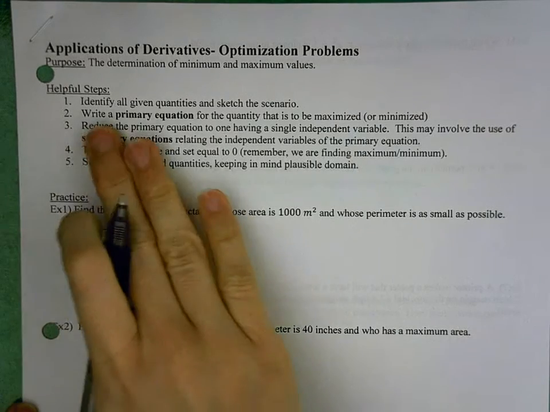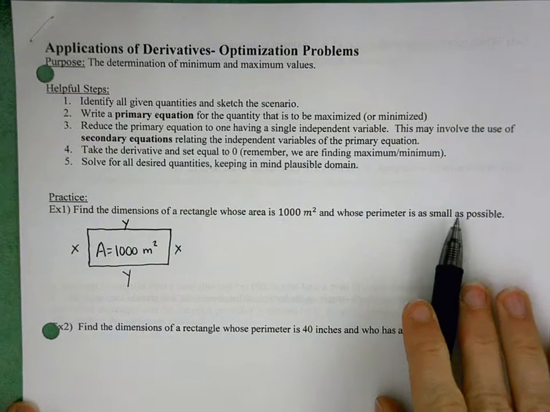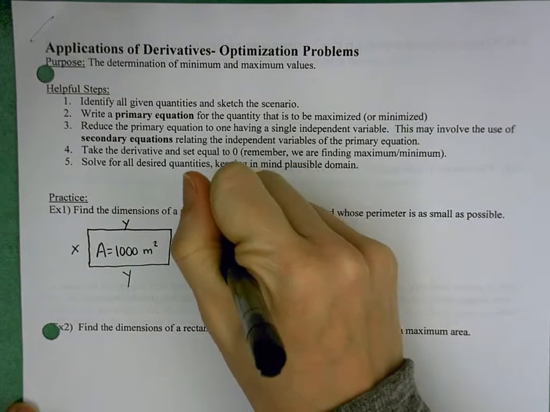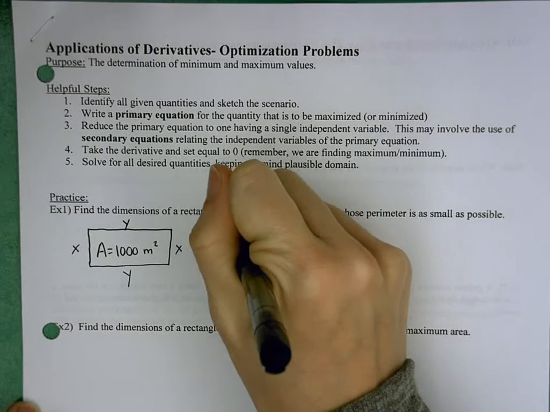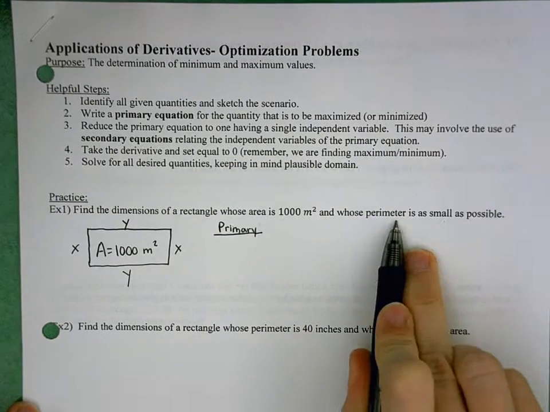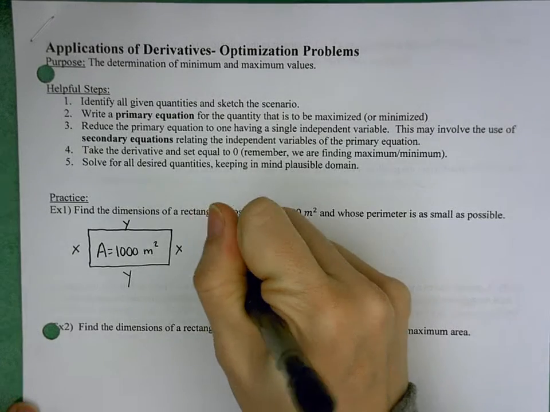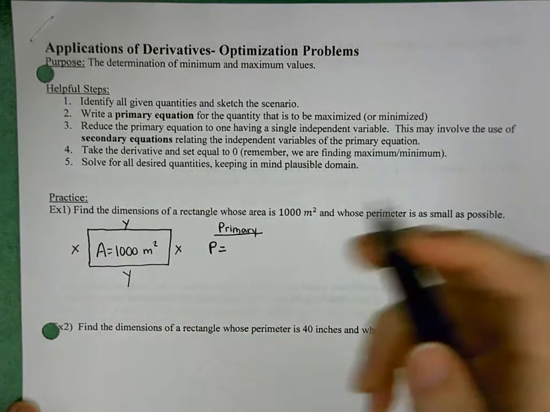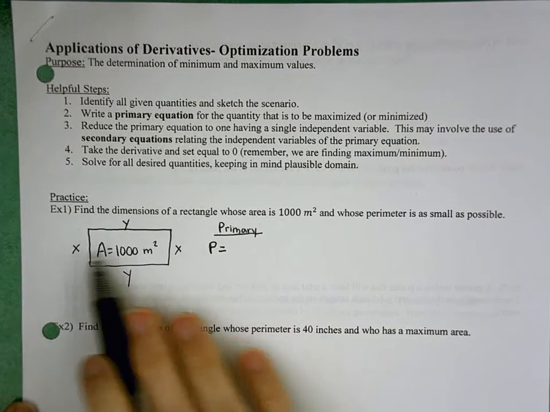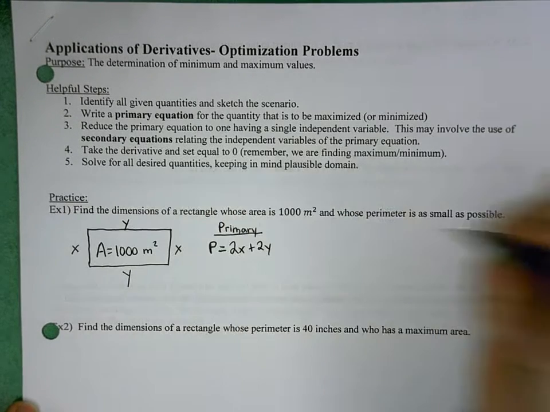Step two, we're going to write a primary equation for the quantity that is to be maximized or minimized. In this case, my minimized is my perimeter. So my primary equation in this case is going to be the perimeter. And primary is always what's being maximized or minimized. We're looking to minimize perimeter. Okay, perimeter for my rectangle is going to be 2x's plus 2y's.